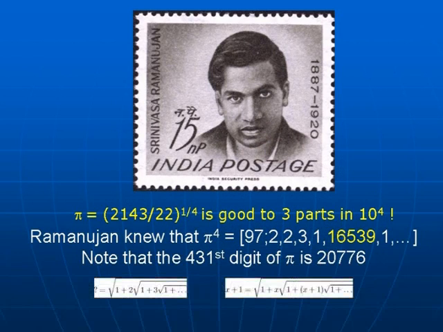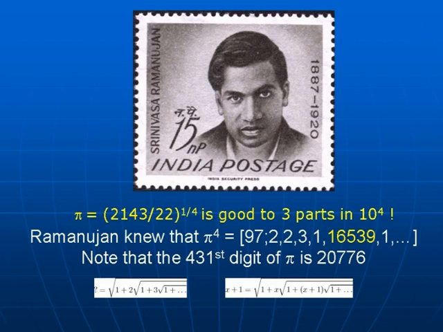That if you write pi as 2143 over 22 and take the quarter power, then this rational approximation is good to 3 parts in 10,000. So that's rather extraordinary. How would he do that? How would he think of that?